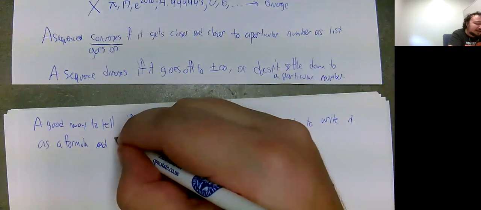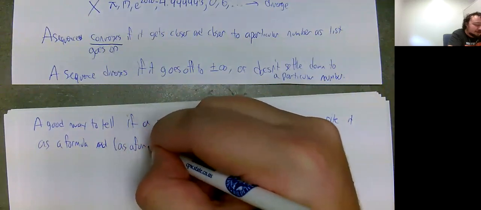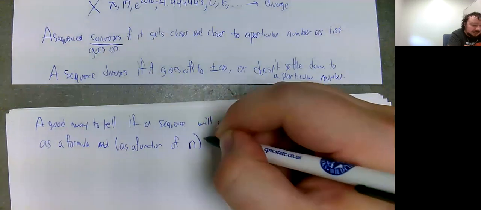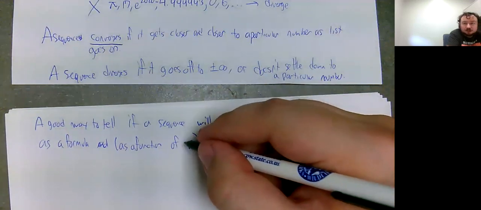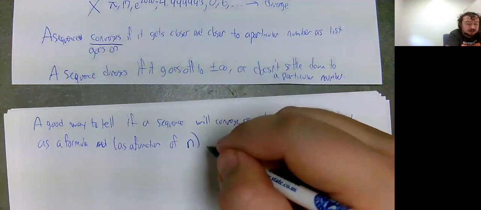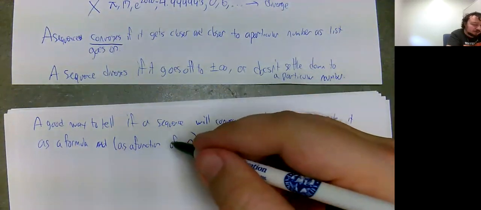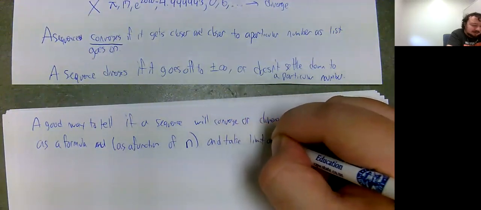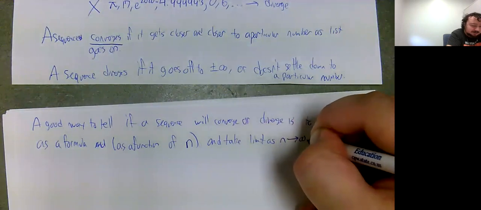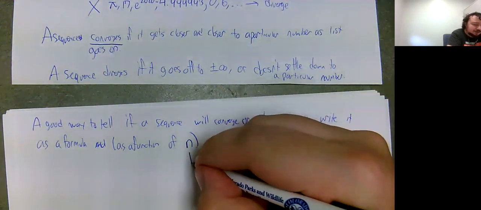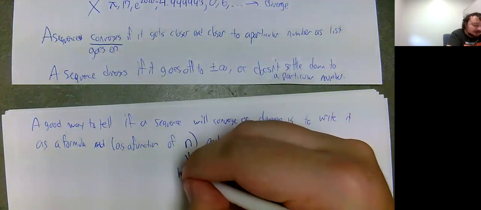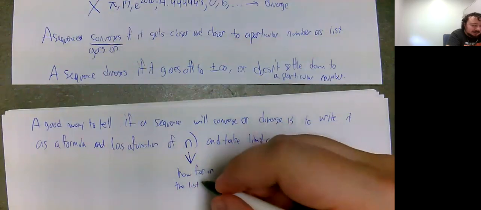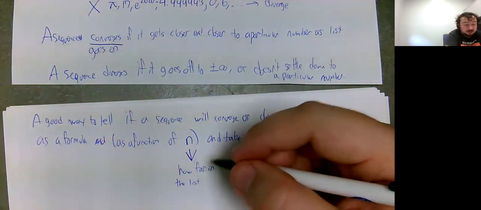So when I say a formula, I mean a function of a variable, and traditionally this variable is called n. The reason is that we're only going to have whole numbers as input. I'll explain that more in a second. You write it as a formula as a function of n and take the limit as n goes to infinity. Now, what does this n represent? The n represents how far in the list something is, or its place in the list.